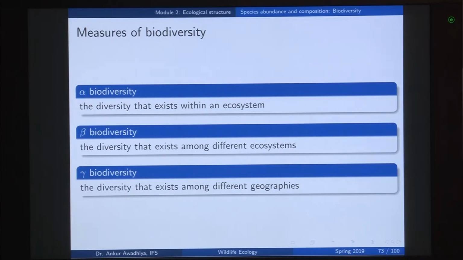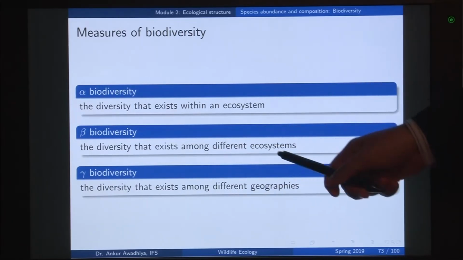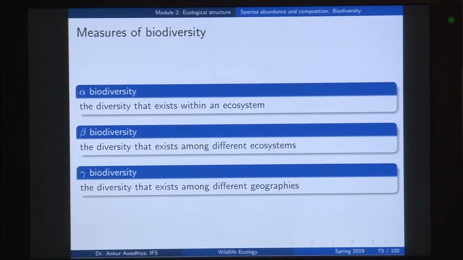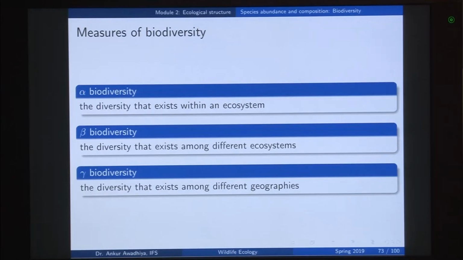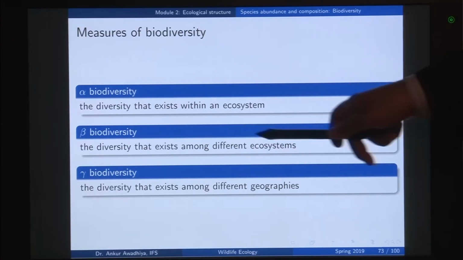Beta diversity, on the other hand, asks what is the diversity that exists among different ecosystems. For instance, it is possible that out of these 10 and 20 species, there are say 5 species that are common between both of these. So, there are only 15 species here and 5 species here that are different between both of these ecosystems. So, beta diversity asks the question, what is the diversity that exists among different ecosystems?